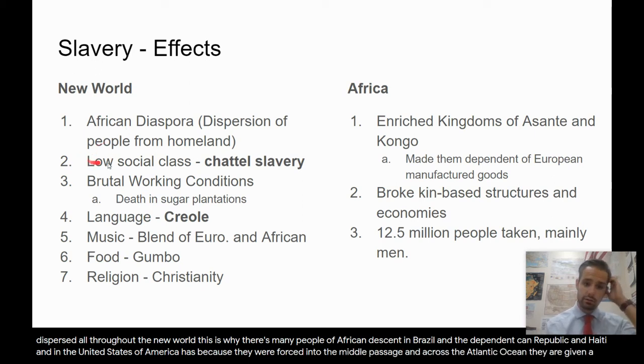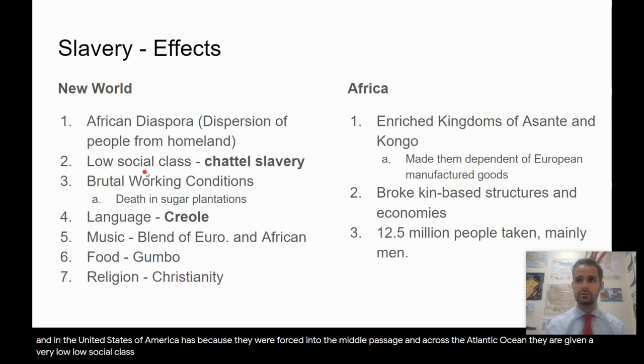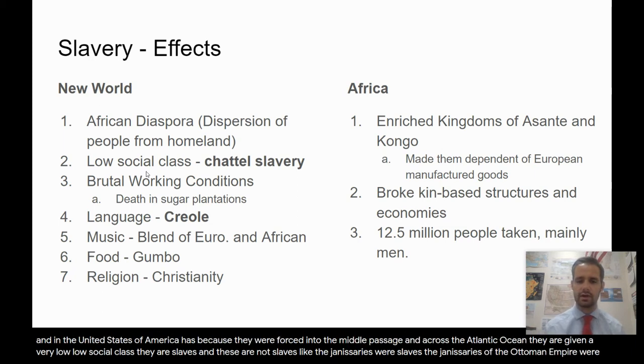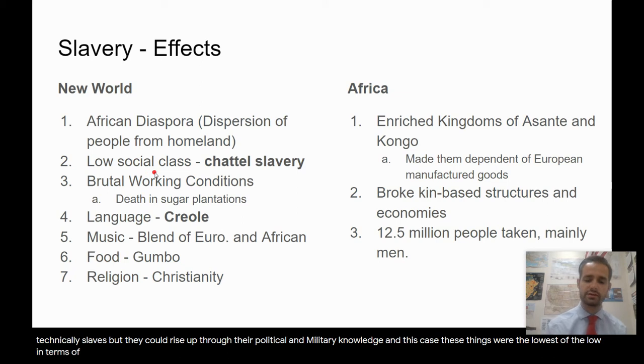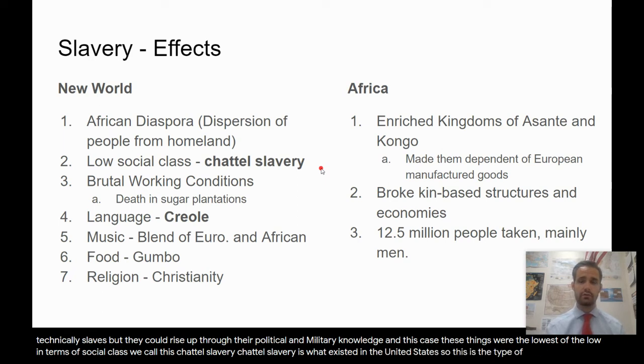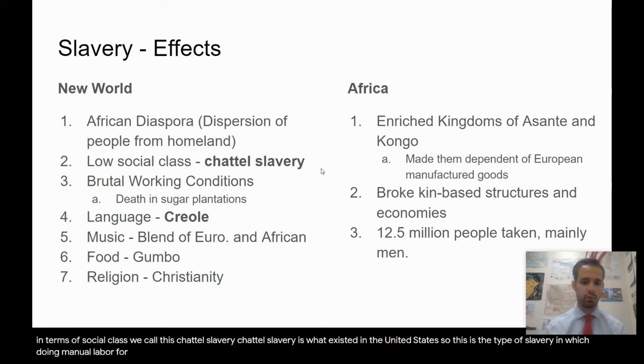They are given a very low social class. They are slaves. And these are not slaves like the Janissaries were slaves. The Janissaries of the Ottoman Empire were technically slaves, but they could rise up through their political and military knowledge. In this case, these slaves were the lowest of the low in terms of social class. We call this chattel slavery. Chattel slavery is what existed in the United States. So this is the type of slavery in which you have slaves working on plantations, doing manual labor for 12 to 14 hours a day. That's what we need to keep in mind here.